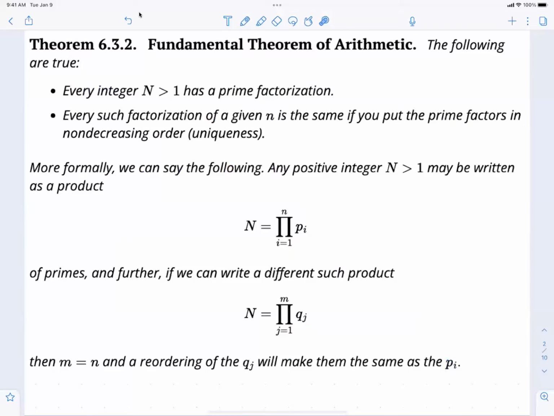It's not so hard to see that everything can be written as a product of prime numbers. I'll go ahead and write down a proof anyway, just for fun. But the real meat of this, the real interesting part, is this uniqueness. So that's where we'll spend a little bit more time.